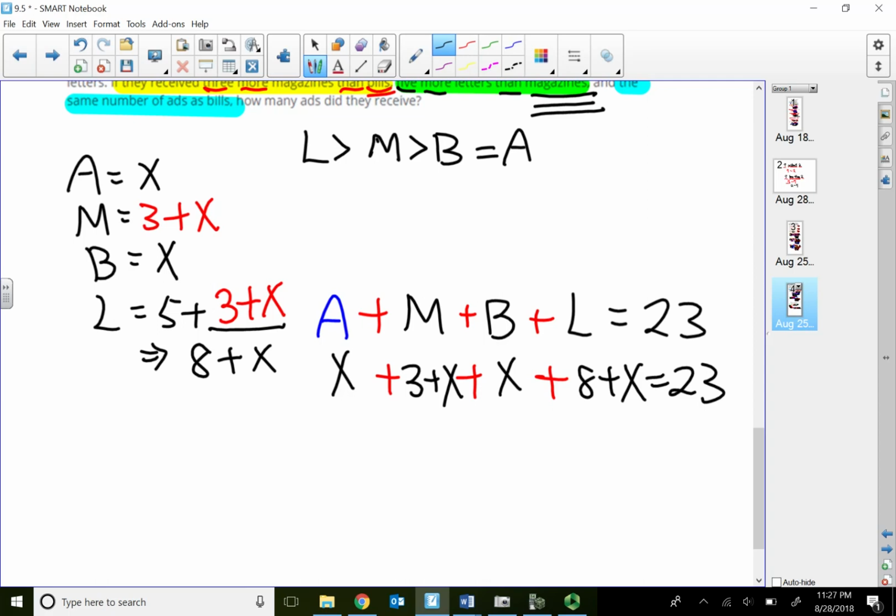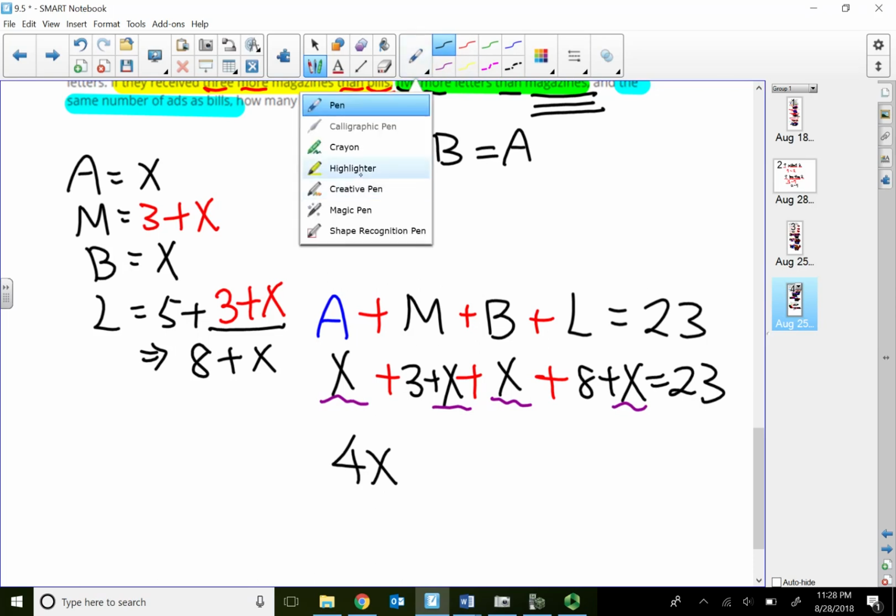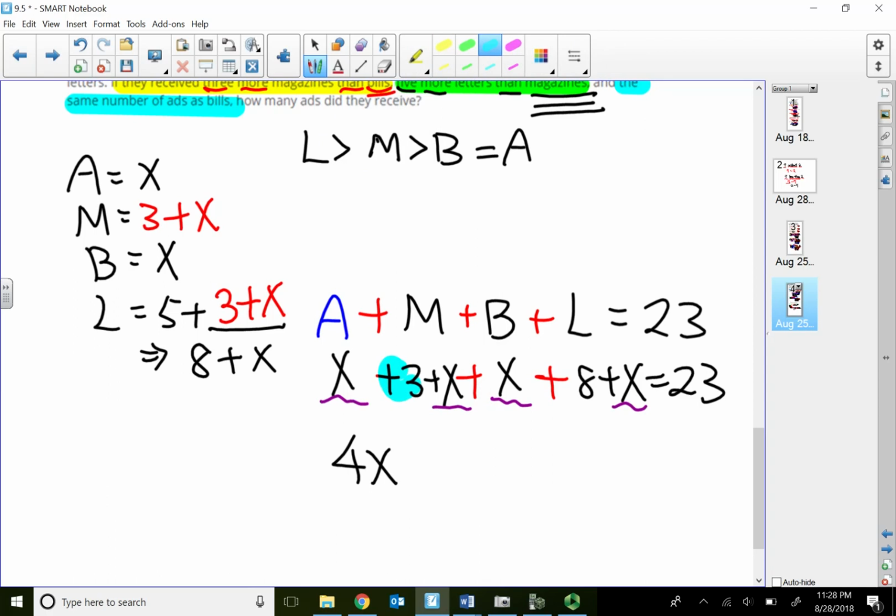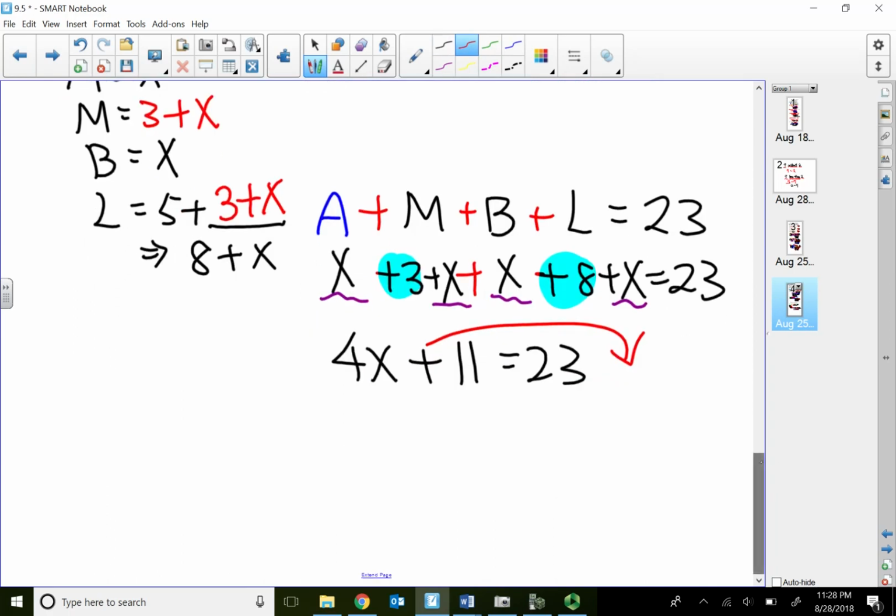All right. Now I'm just going to treat this as a regular equation, okay? I'm just going to combine like terms, X plus X plus X plus X, 4X. Combine like terms. This is going to be positive 3 plus 8, positive 11, equal to 23. All right, let's move my positive 11 to the other side, it becomes negative. That means this is going to be 4x equal to what? 12. Divide both sides by 4, x equals 3.